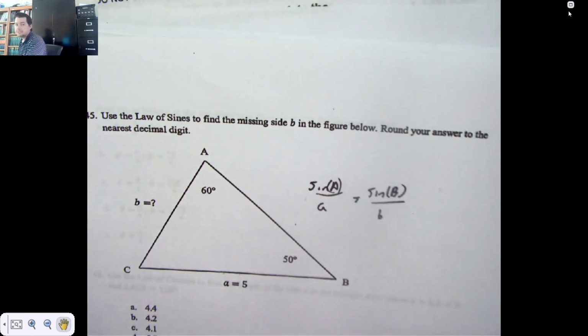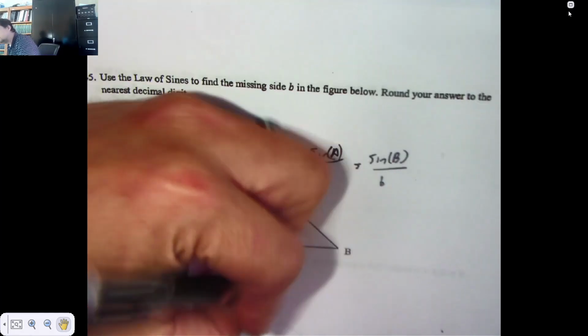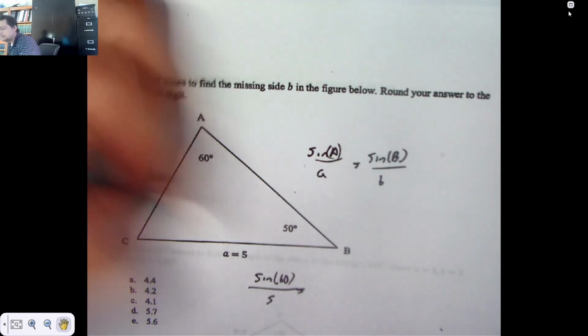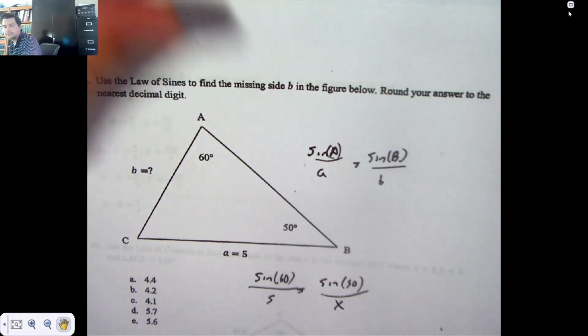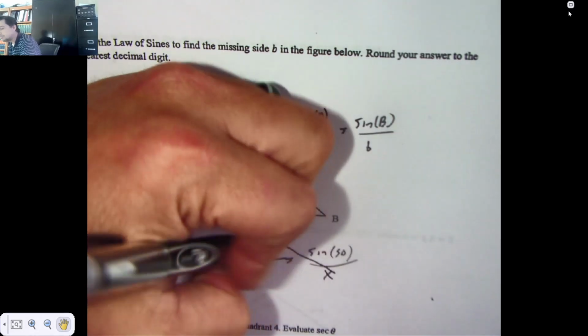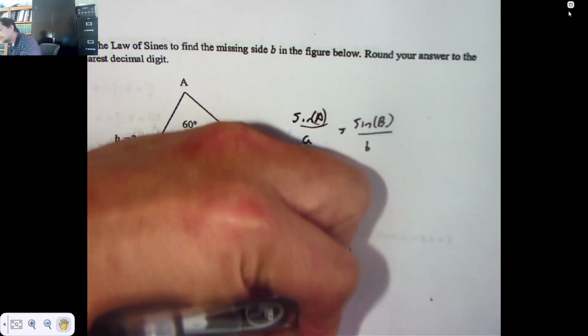So sine of A is to side A, sine of B is to side B. So here's going to be sine of 60 is to A, which is 5. And we want side B as sine of 50 is to little b, which my b sucks, so here it is, it's x. And what you would have on your test would be where you do the work. You can cross multiply. X sine of 60 is 5 sine of 50. Divide by sine 60. That is a reasonable answer for you.